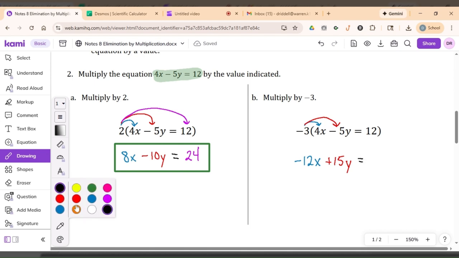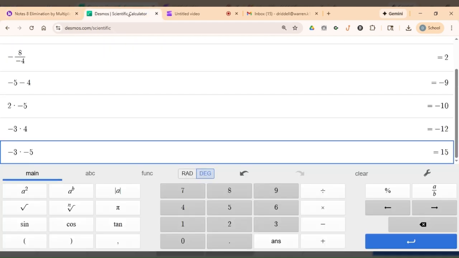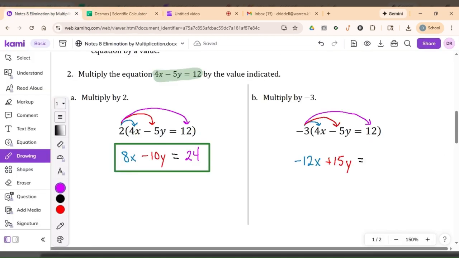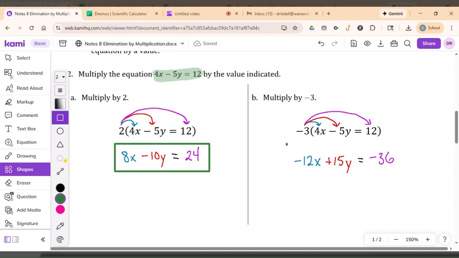And then the very last thing, we've got negative 3 times positive 12. Again, calculators are great when we need them. Negative 3 times 12 is negative 36. So we got negative 36 way over there. All right, and that's the skill we need as we go on to our last examples.